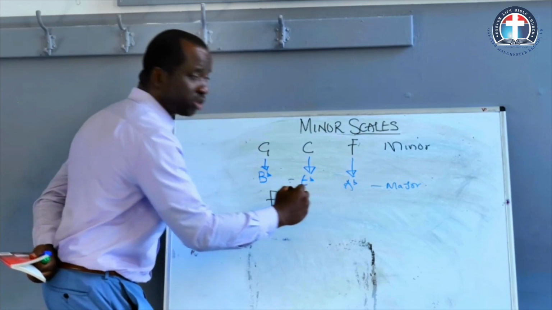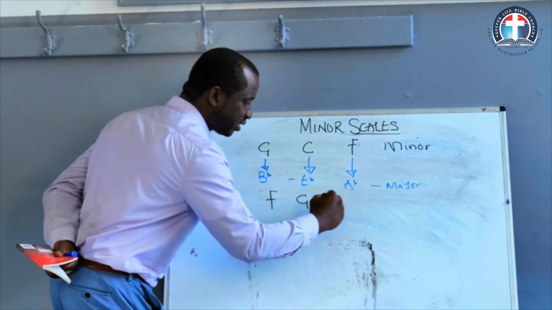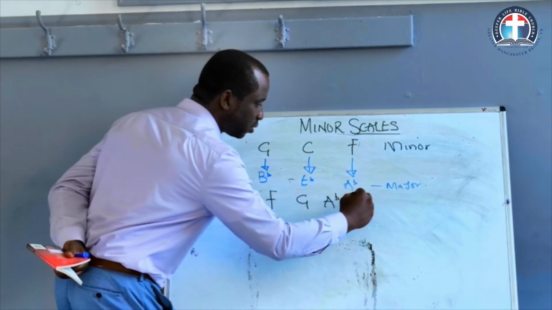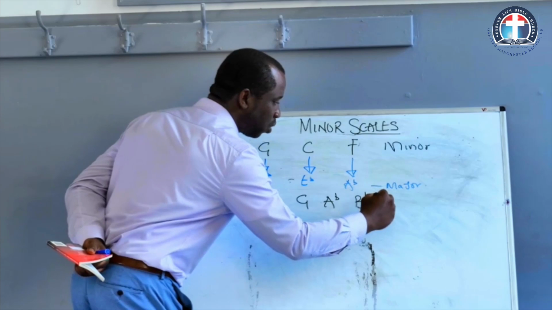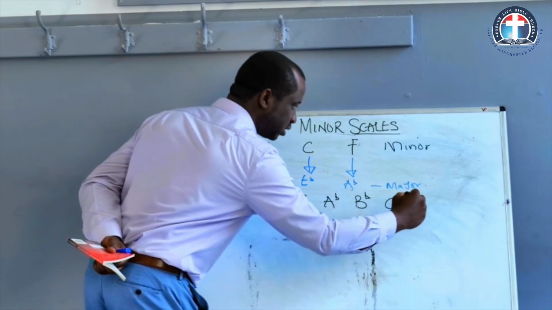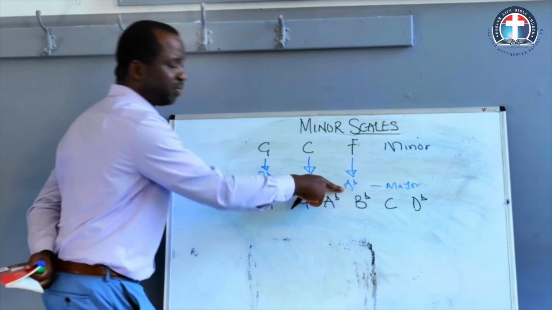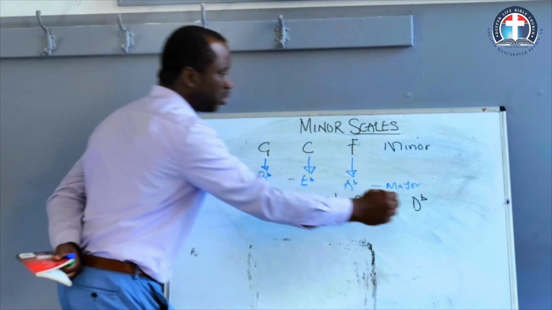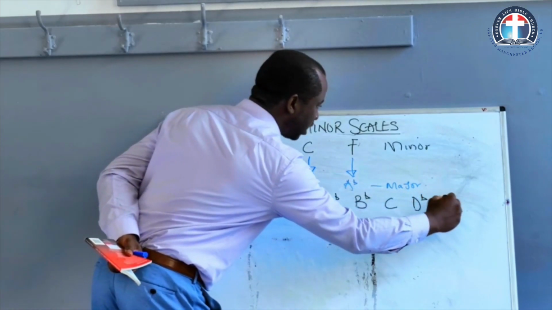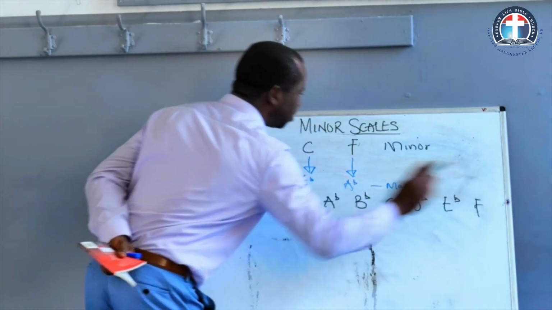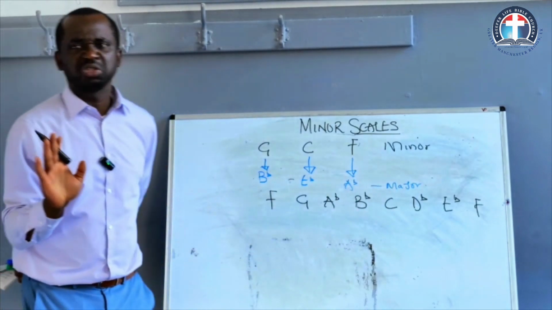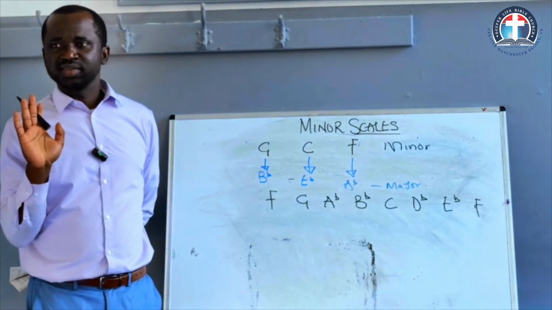G, then what? A flat, then what? B flat, then what? C, then what? D flat. Because remember, the relative major is A flat, so then E flat, back to F. This is just the natural minor. I've not done harmonic or melodic.